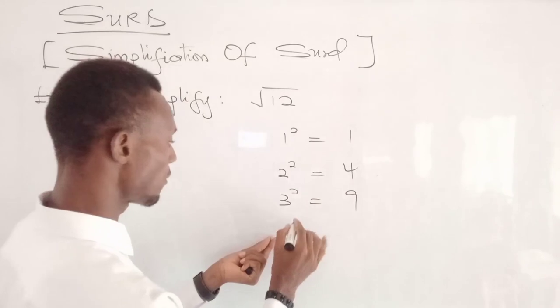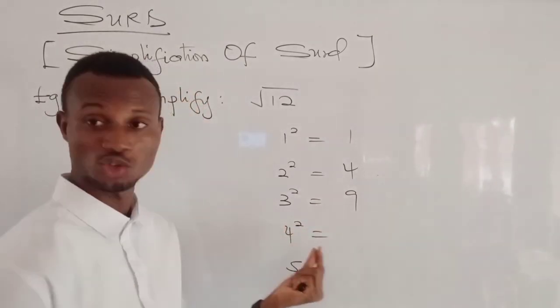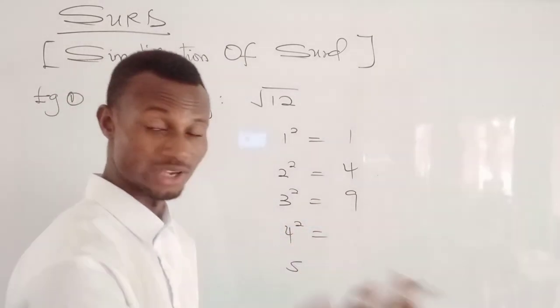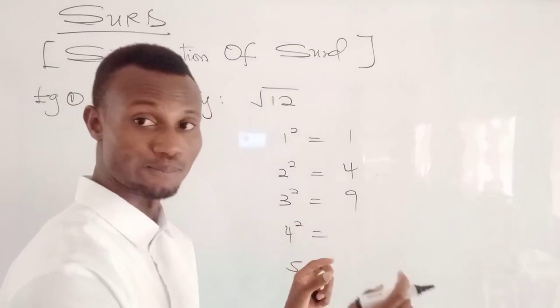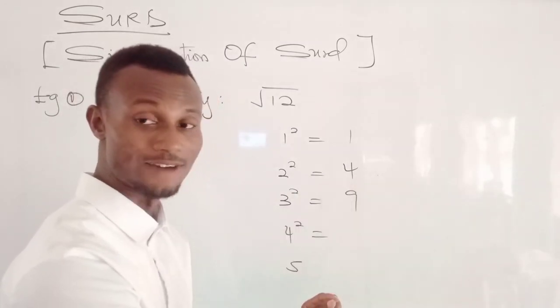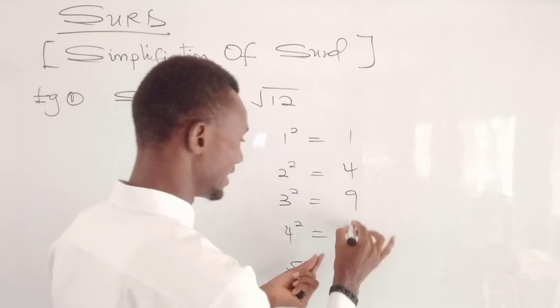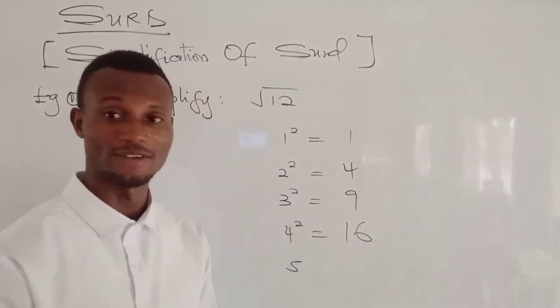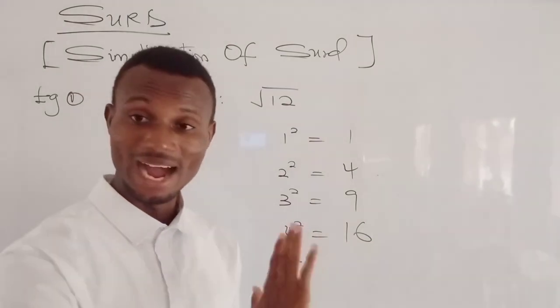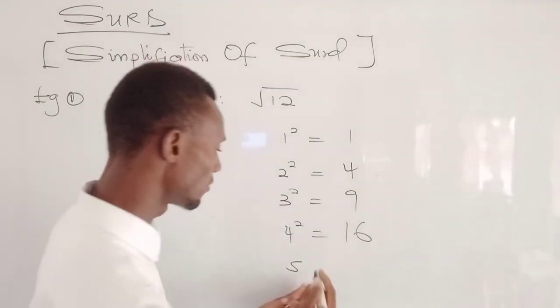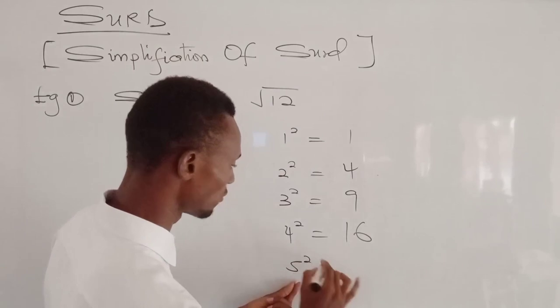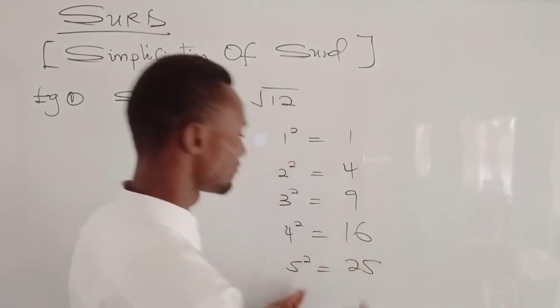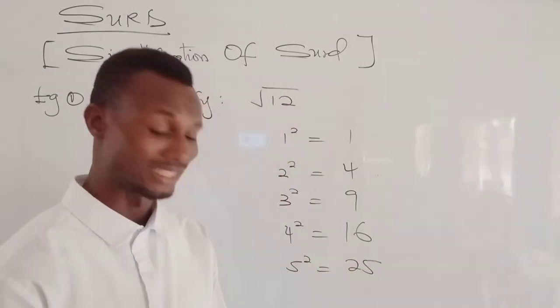Now let me square the 4. 4 squared means 4 times 4. You can see 2 similar numbers multiplying to give you a value. So 4 squared is 16. So this 16 is a perfect square. I hope the understanding is clear enough. Now let me square the 5 also. 5 squared gives me 25. So this 25 is a perfect square.